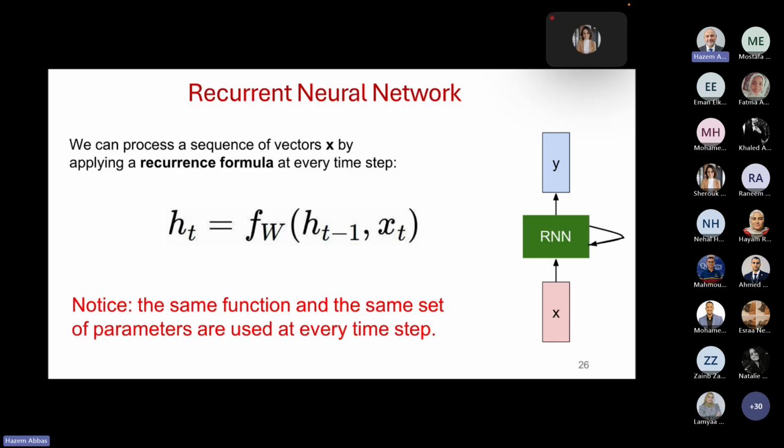And this slide is talking about this sharing thing, that the same function and the same set of parameters are used at every time step. Same function f, and the same parameters w_xh, w_hh will be used at every time step. So this is where the sharing is happening. And h_t depends on x_t and h_{t-1}. This is where the recurrence is happening. And we apply a function f with parameters w.